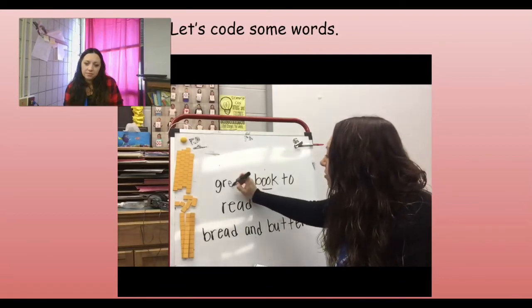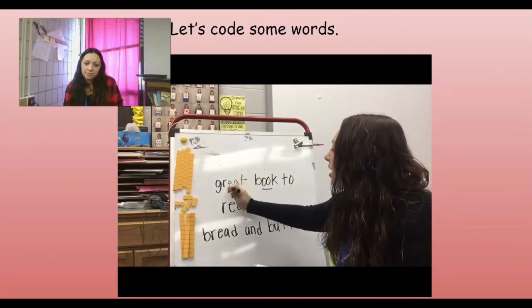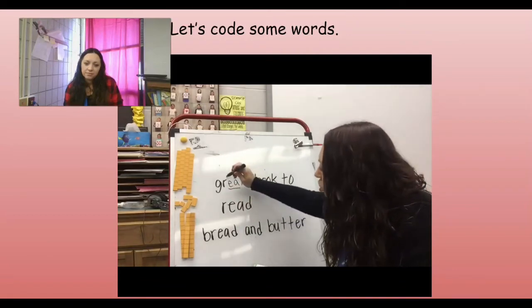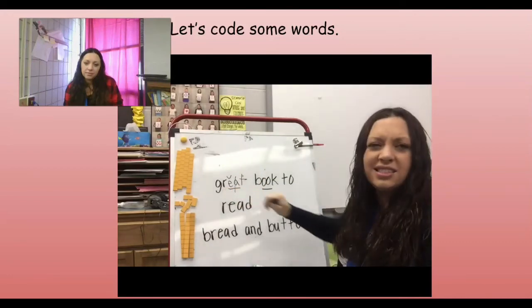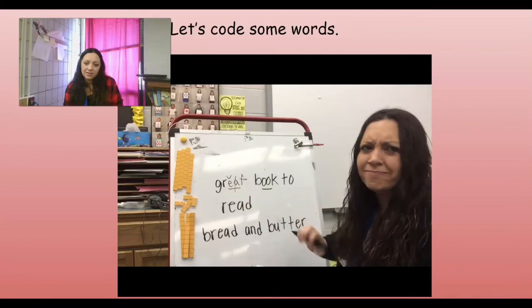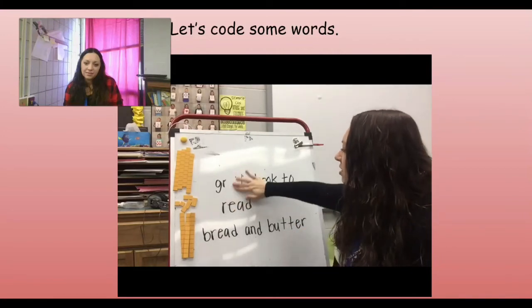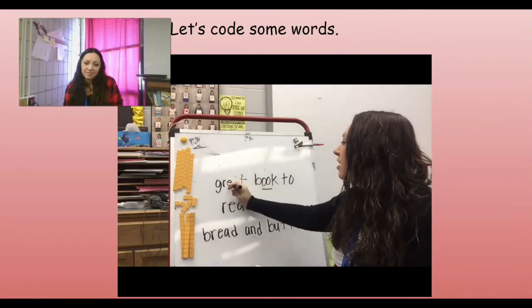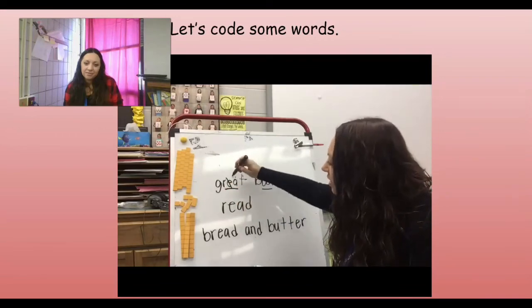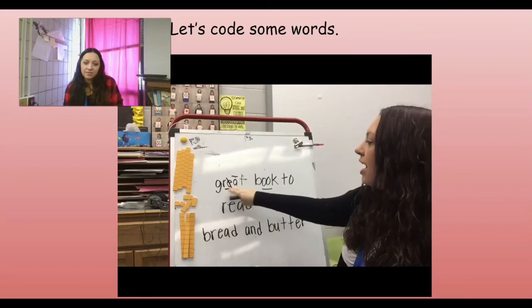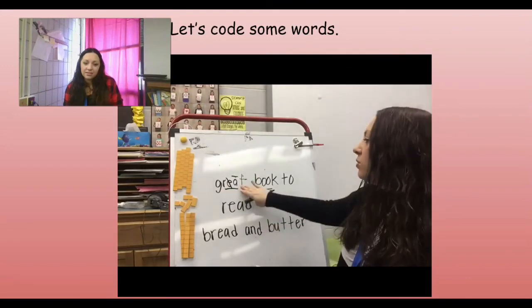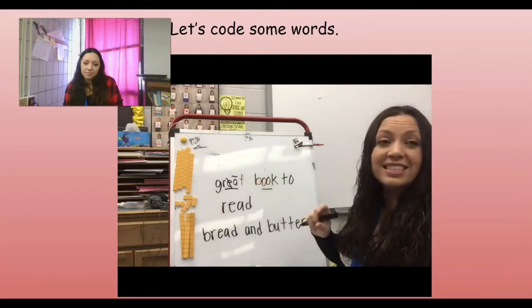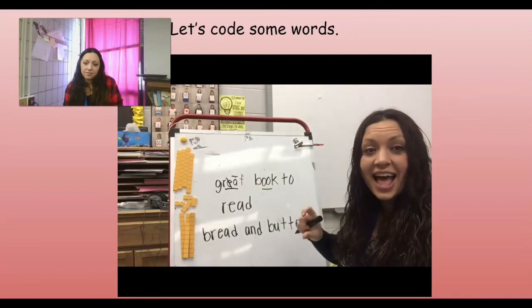All right, let's try it a different way. What if I underline it and I try it with the short E, silent A? Then it would be gret. Gret books? No. Let's try it the last way that we learned. And that was the silent E, long A. So great. Great book? That makes sense. So in this word great, it does the long A sound like in ache.